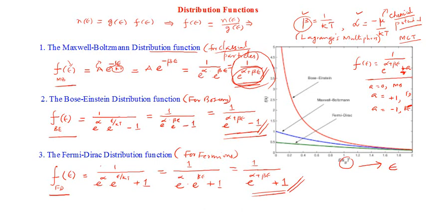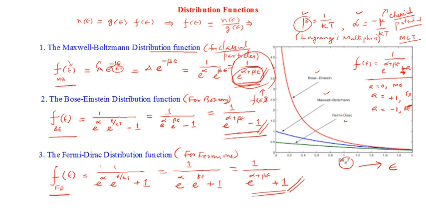It can be E by kBT also, depending on the scale. And on the y-axis, we are taking f of e, the distribution function. On the x-axis, we have taken the energy. Then you will see the variation of the distribution function shown by the three graphs here. The red graph shows the Bose-Einstein distribution function variation. The blue curve shows the Maxwell-Boltzmann distribution function variation, and the green one denotes the Fermi-Dirac distribution variation.